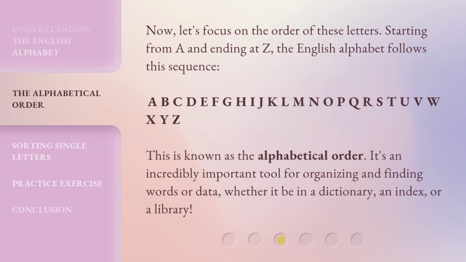Now, let's focus on the order of these letters. Starting from A and ending at Z, the English alphabet follows this sequence: A, B, C, D, E, F, G, H, I, J, K, L, M, N, O, P, Q, R, S, T, U, V, W, X, Y, Z. This is known as the alphabetical order. It's an incredibly important tool for organizing and finding words or data, whether it be in a dictionary, an index, or a library.